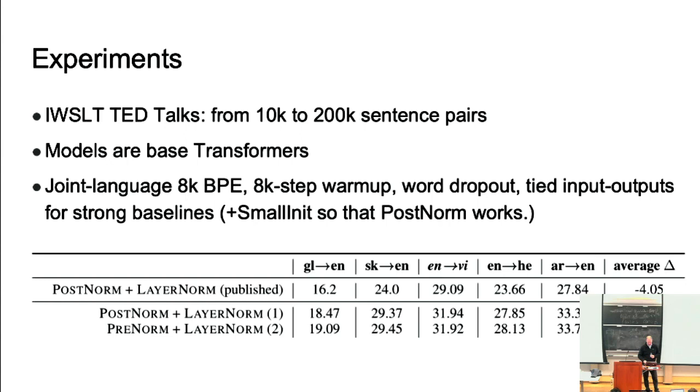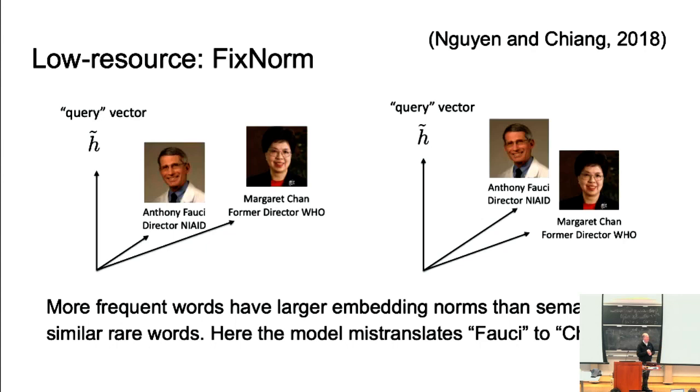Now, what else can be done? Nguyen, the student, did some work with David Chiang about this fixed norm idea. So what's the problem? If you look at the last layer, the softmax layer relies on the result of a scalar product between the query vector, the output vector from the network, and each word embedding. You measure the similarity between the output vector and the word embedding, and an undesired side effect is that the scalar product can be affected not only by the cosine distance between the vectors, which is the desirable property, but also by the norm of the vector.